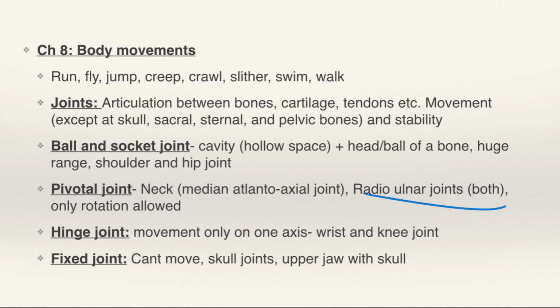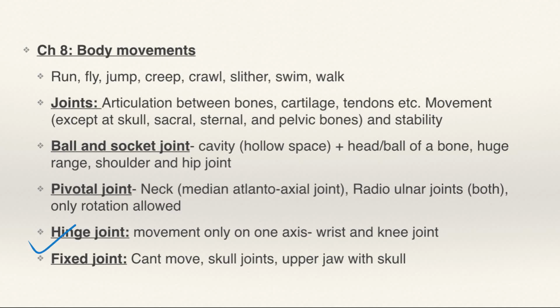Now the radioulnar joint is basically what you touch in your forearm. The forearm is the part of the hand which is between the wrist and the elbow, and that is the radioulnar joint. On the thumb side you have the bone called radius, while on the little finger side the bone present is the ulna. When you hold a glass and try to pour the water out of it, the movement you make is called pronation and supination. So only rotation is allowed in this pivotal joint.